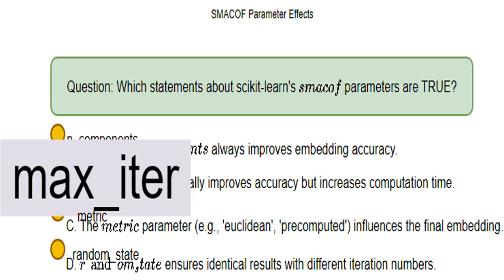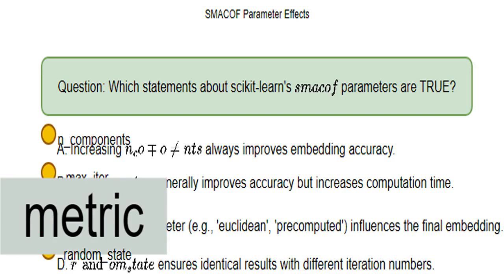I see max_iter as the number of times the smacof algorithm tries to find the best low-dimensional representation of your data. Think of it like repeatedly refining a sketch until it looks just right. More iterations generally mean a better, more accurate result, but it takes longer to complete. The metric parameter tells smacof how to measure the distance between data points. Euclidean distance, straight line distance, is common, but there are others like Manhattan distance, measuring distance along city blocks. This choice significantly affects the results, as different distance measures may reveal different patterns.